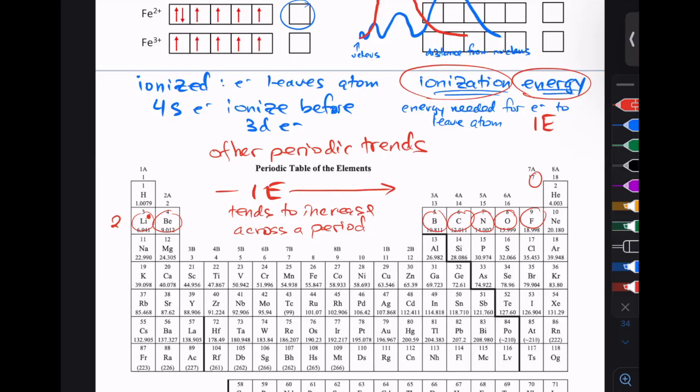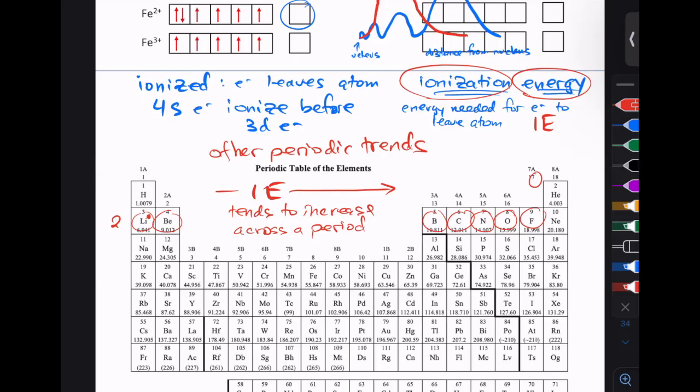Now you can think about this in a qualitative way. We already discussed that elements are going to either gain or lose electrons to be isoelectronic with their nearest noble gas. So lithium and beryllium tend to want to lose electrons to be isoelectronic with helium. So if you're going to lose electrons, it should make sense that it doesn't take much energy to get those electrons to leave. It does take some energy, even though it wants to lose them if it can, it still takes energy for it to do so.